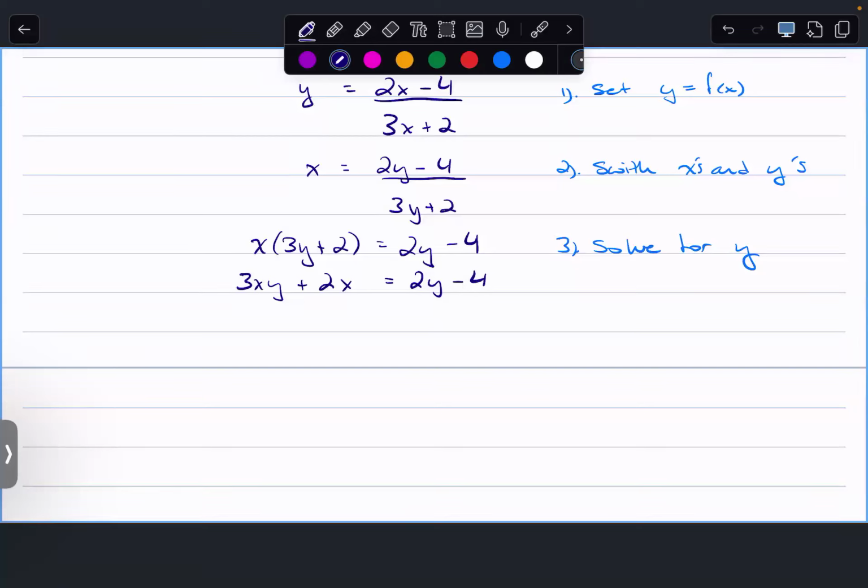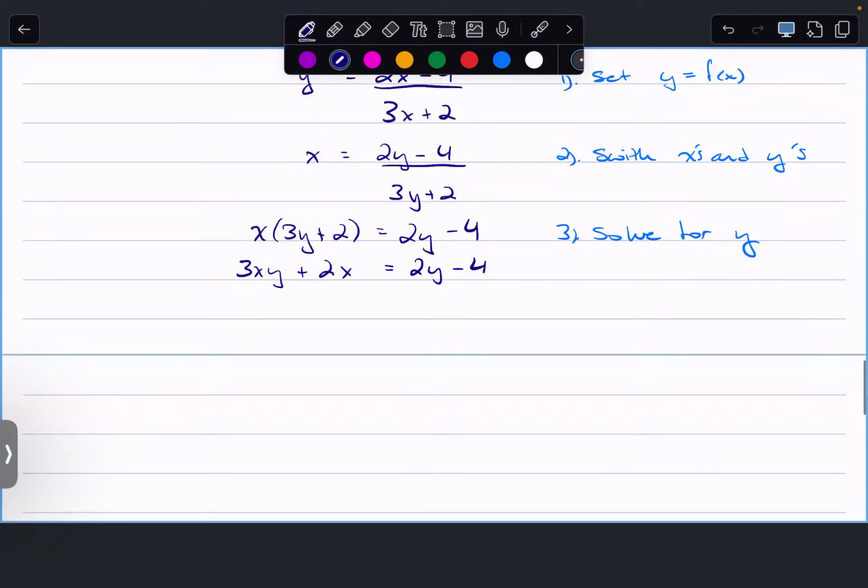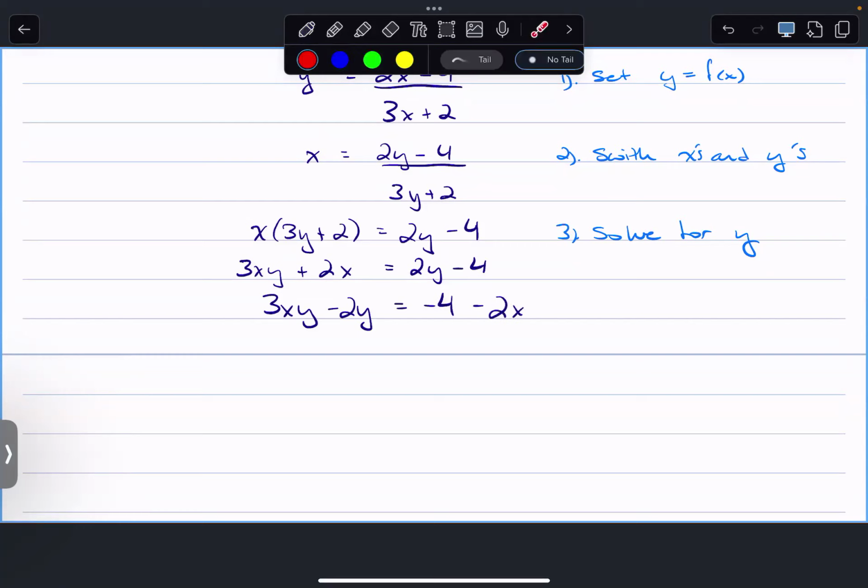I'm trying to solve for y, which means I want to get all my y's to one side and everything that's not got a y in it on the other side. Right? Or some version of that. So I'm going to have 3xy minus 2y is negative 4 minus 2x, right? Doing a double move here, where I move the 2y over to the left-hand side, but also the 2x over to the right-hand side. Same move.